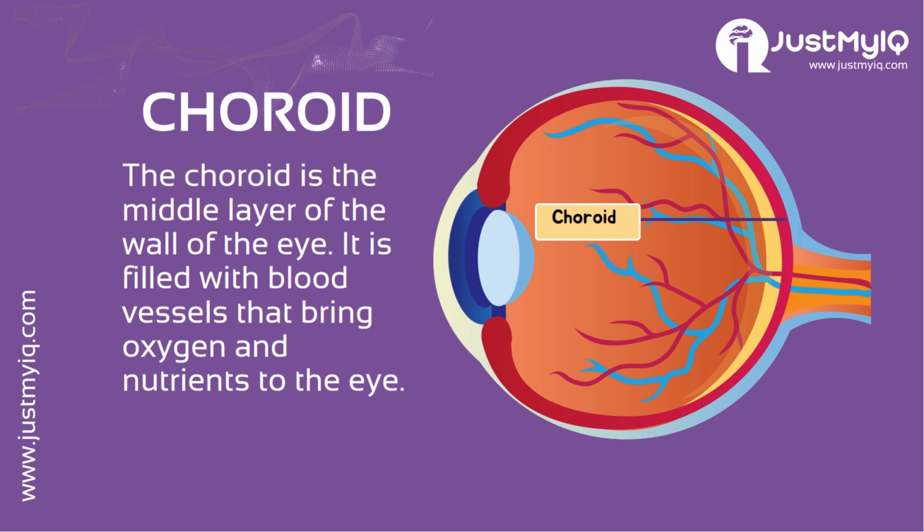The next part of eye is choroid, the eye's blood layer. Just beneath the sclera lies the choroid. It is a thin, dark layer rich in blood vessels and pigments. The blood vessels in the choroid supply oxygen and nutrients to the outer layers of the retina. The dark pigment absorbs any stray light so that images formed on the retina are sharp and not blurred by reflections. So the choroid acts like a nourishing blanket and a light absorber for the eye.